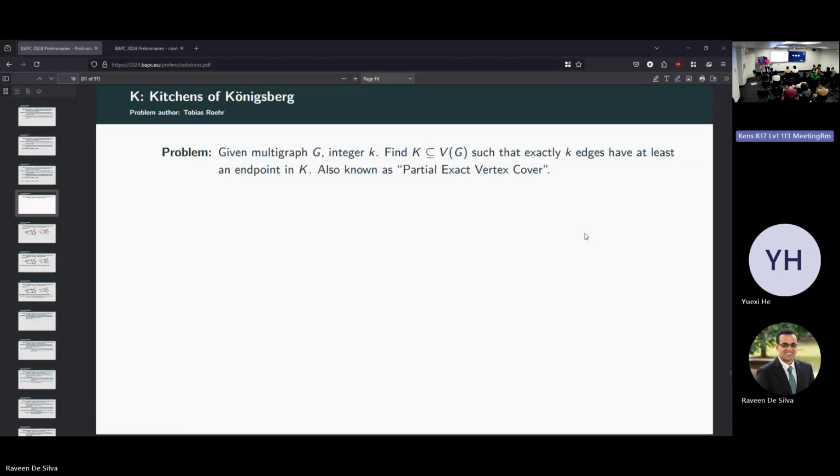Okay, so is that an accurate summary of the problem? Multigraph G, integer K. What bounds? K is less than or equal to 6. So we want to select some subset of vertices such that exactly K edges have at least one endpoint in the selected subset. Okay, cool. Fine.